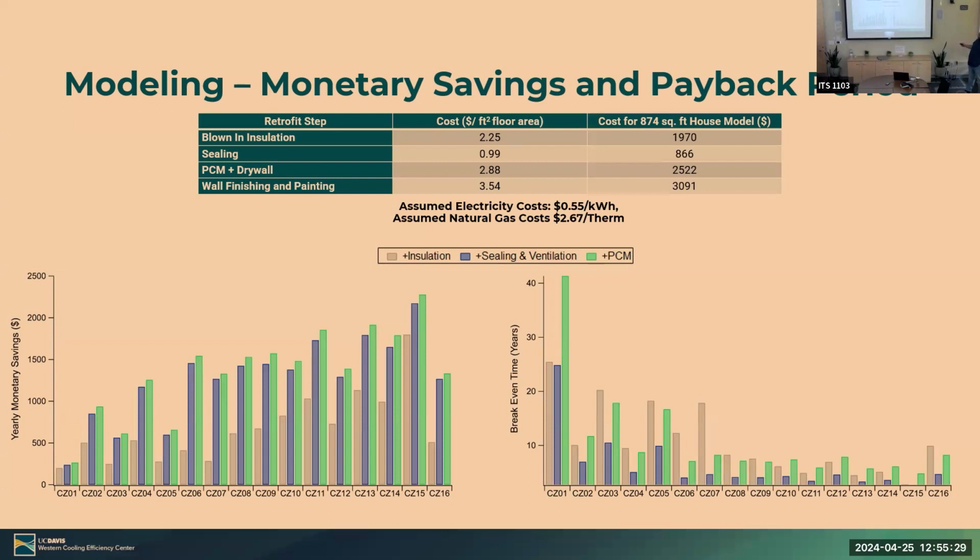I do want to note that what makes PCM advantageous here is assuming that wall finishing and painting would happen regardless of whether PCM's added. Because obviously you're going to have to patch those walls and paint. So it's kind of leveraging that additional cost to make the payback period more worth it for PCM, because the cost is fairly high comparatively, just for materials mainly.